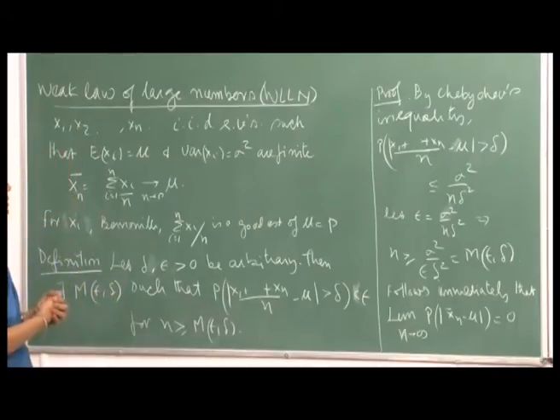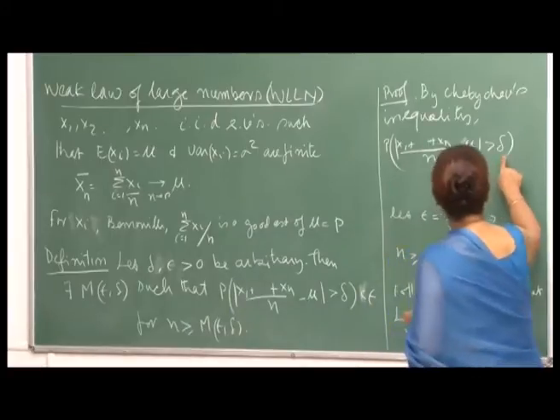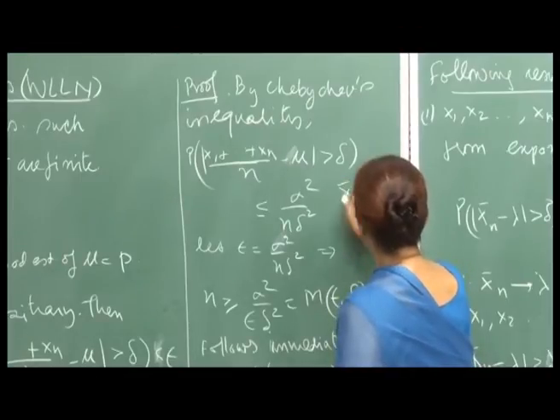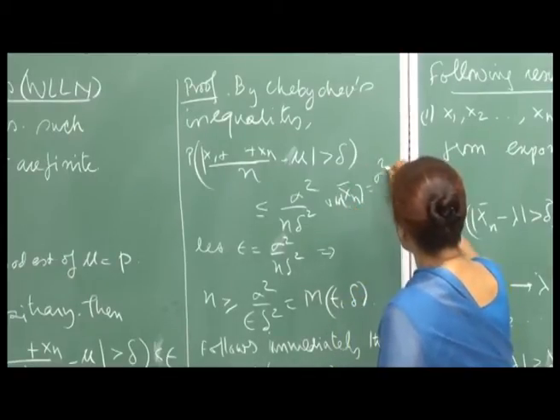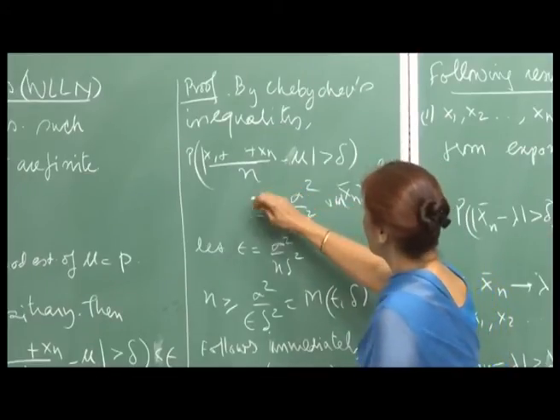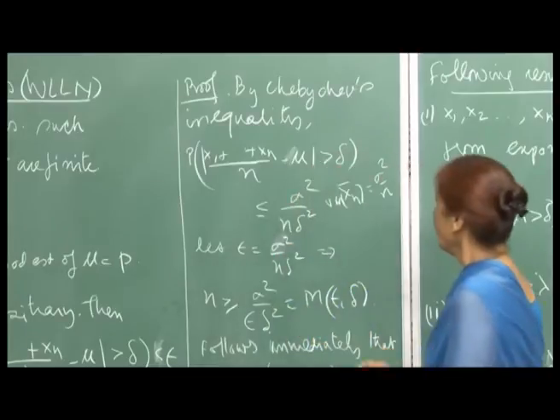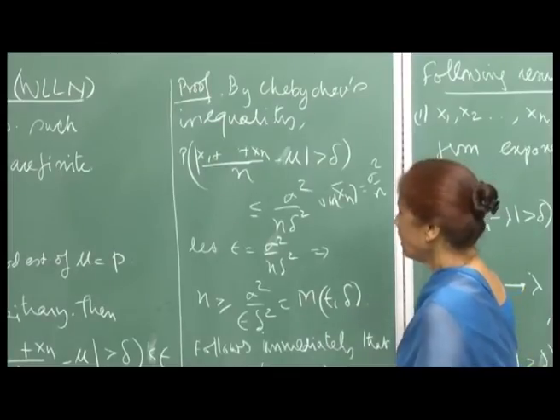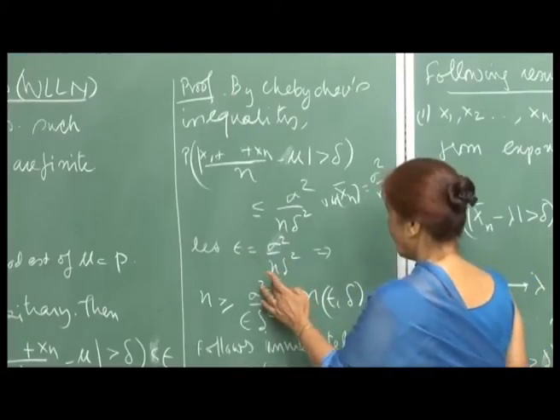So, the proof is simple, and here you see I will use Chebyshev's inequality. As we have seen already, for x n bar, because they are identically independently distributed, the variance will be sigma square by n, and the expected value of x n bar is mu. So, this is x n bar minus its expected value, and this difference in absolute value greater than delta would be less than or equal to sigma square upon n delta square. Now, I did say that epsilon and delta are arbitrary, but I can choose my epsilon to be sigma square upon n delta square.